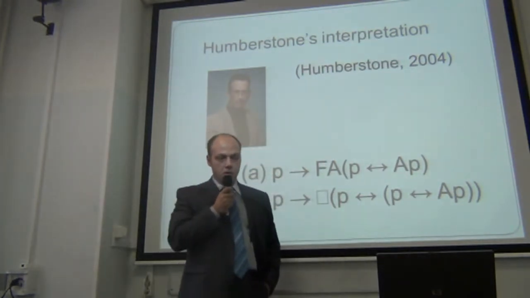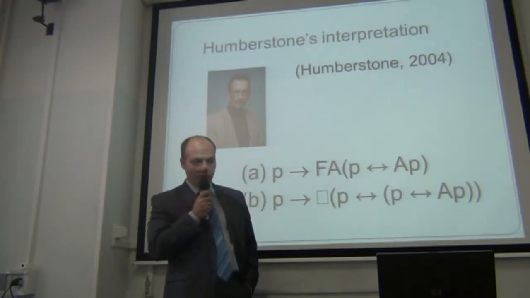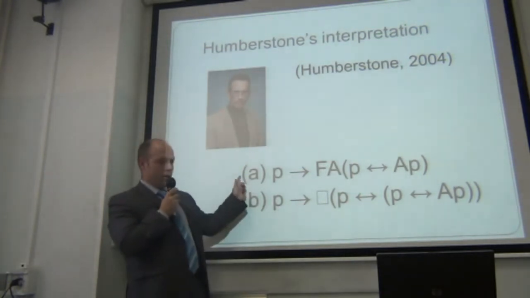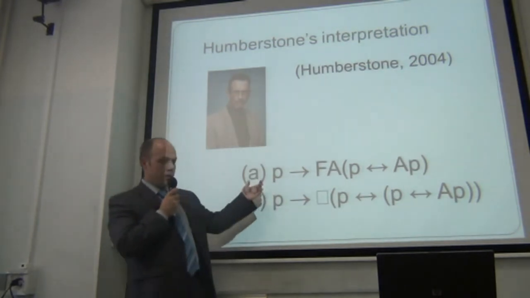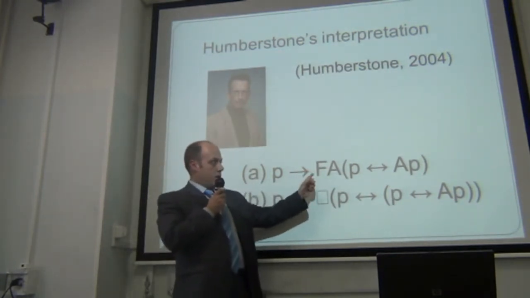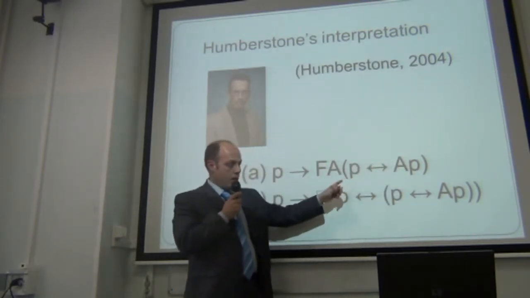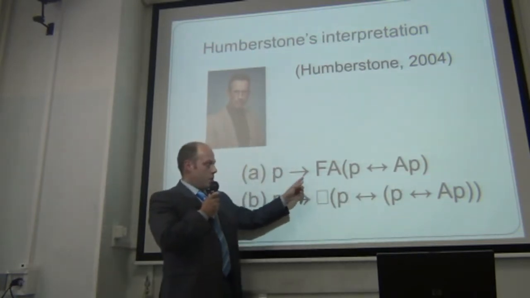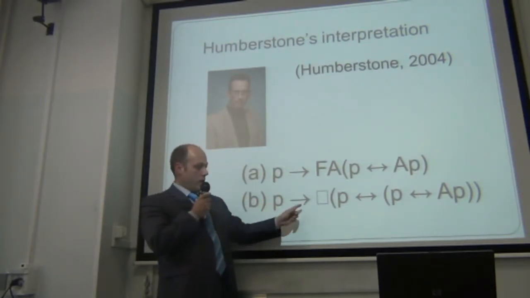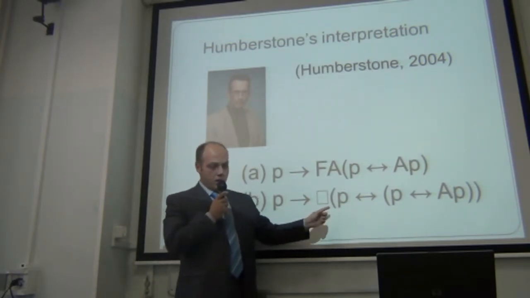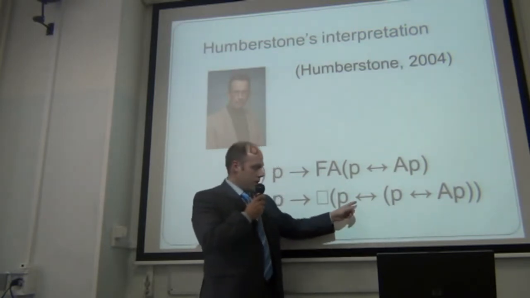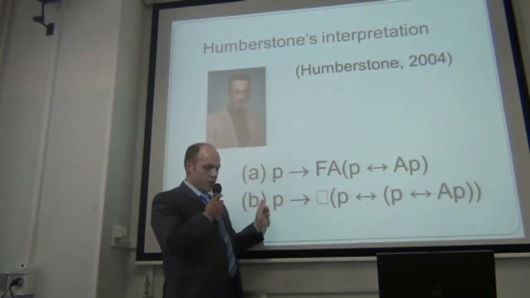Here you can see Humberstone's explication of Leslie Tharp's theorems. We can obtain the same result in the logic of actuality. Point A. You can see here that if P is true, then it has some analog, some counterpart, which is necessary and which is a priori equivalent to P. And similarly, if P is true, then you have some proposition which is a priori, I'm sorry, and is necessarily equivalent to P.